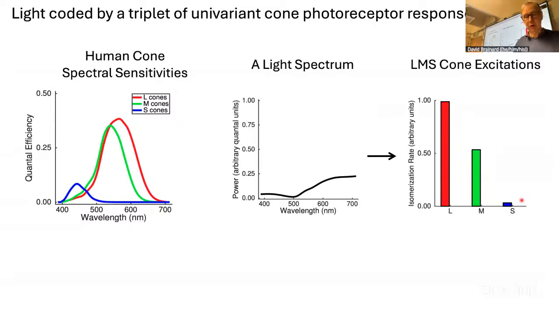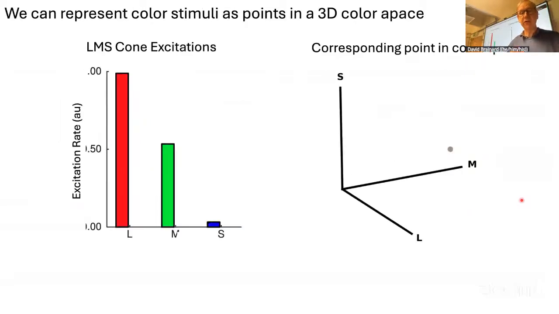It enables color reproduction by mixing red, green, and blue primaries. It also means that we can represent color stimuli in a greatly reduced fashion relative to the physical signal as a point in a 3-dimensional color space. And this just illustrates one such space where the axes are the excitations of the 3 classes of cones. So this is a Cartesian coordinate system, and a point here corresponds to some triplet of the excitations.